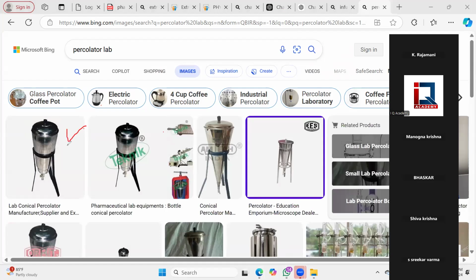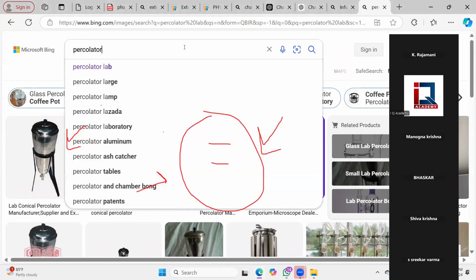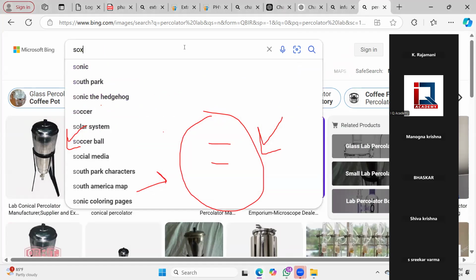Maceration can be done in any closed container, right? But for percolation we need this kind of equipment. In the percolator we have different layers and everything. I will show you in detail what percolation is, but I am showing the picture. So this is how percolators appear. Next I will show the equipment for extraction as well. Then we can explain the theory.